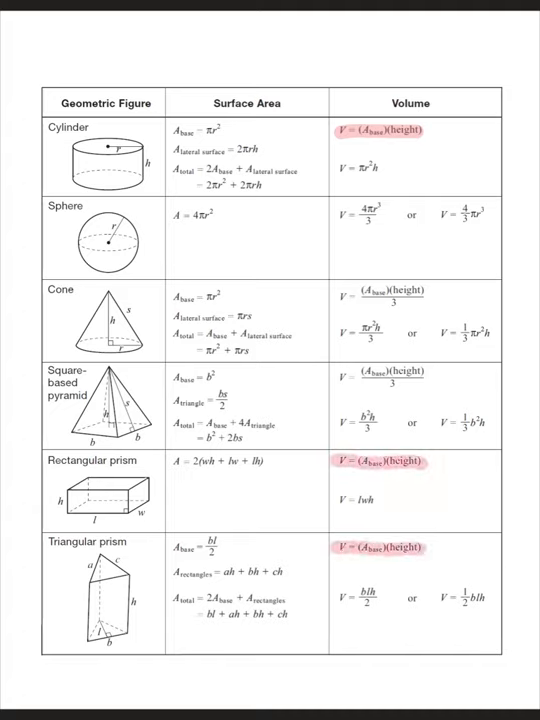And then your sphere, like I said, is a little unique, but you can always pull from this formula sheet when you're trying to calculate volume. So let's take a look at that note for today.